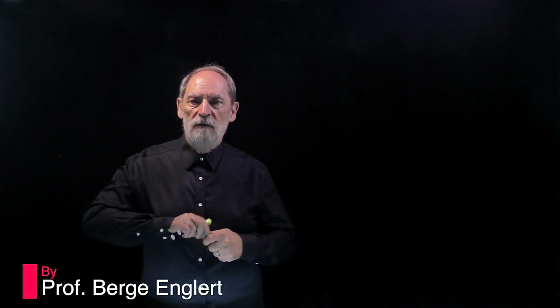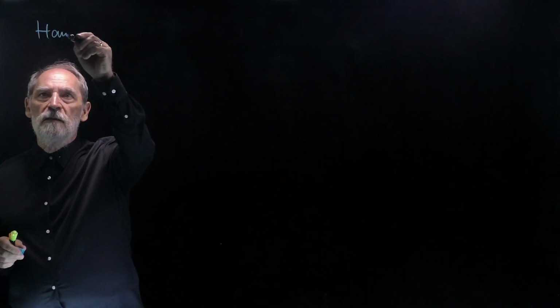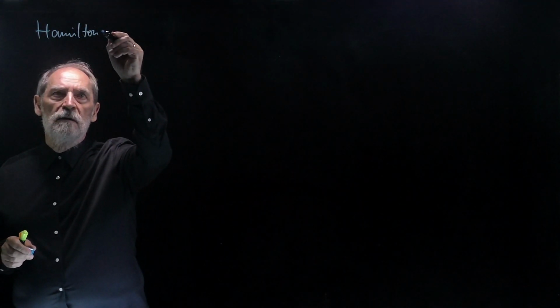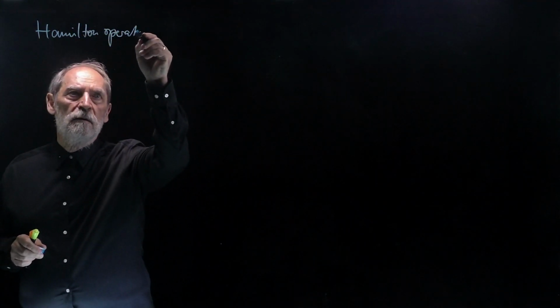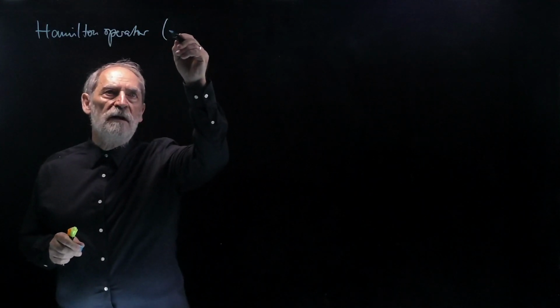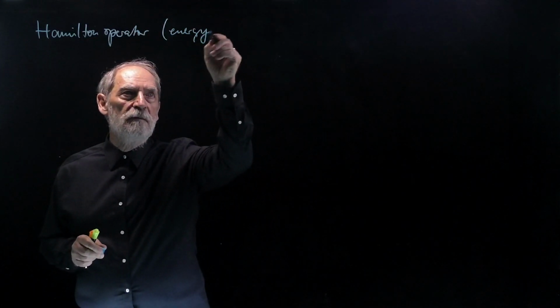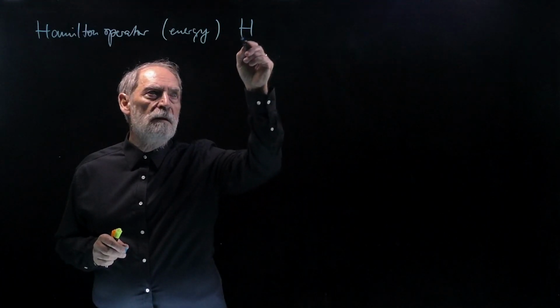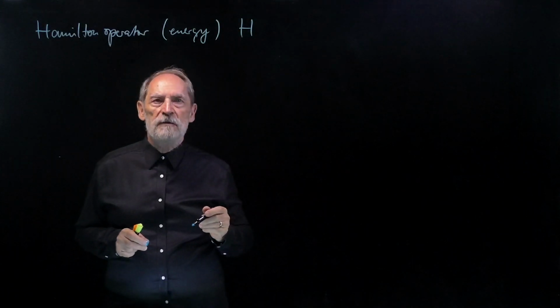So, after going through this qubit example of the two-level atom, let's take another look at these equations of motion from a more general point of view. So we have the Hamilton operator, which stands for the energy of the system. We use the letter H for that.